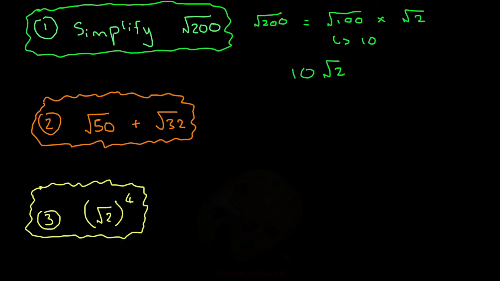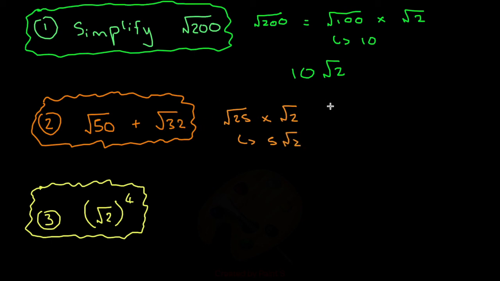Second, we've been asked to add root 50 and root 32. So let's do that. Root 50, again, we'll use the same method we used here. We'll split root 50 into two surds. So what's the biggest square we can find in 50? Well, it's 25, right? So 25 is 5 squared. So we can write root 50 as root 25 times root 2, right? And root 25, as we said before, is 5. So we can write root 50 as 5 root 2.